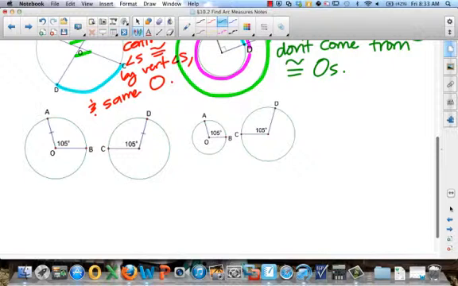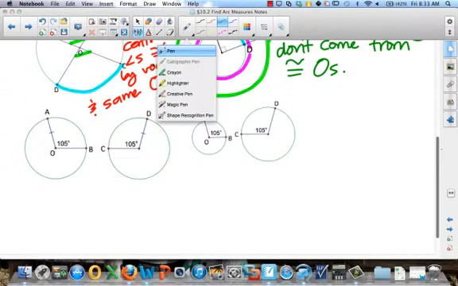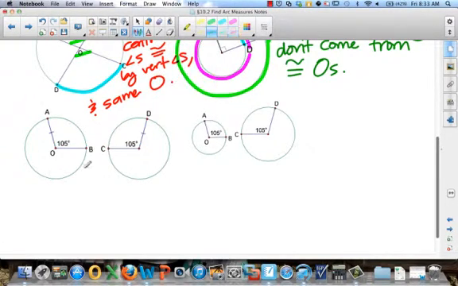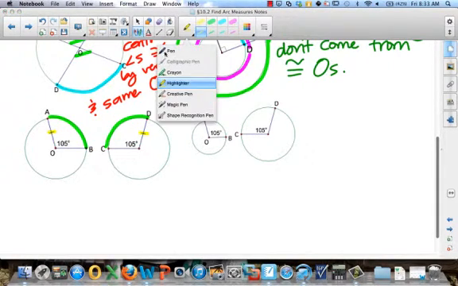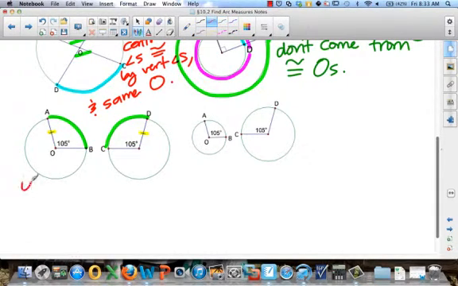All right. These last two. So first of all, do they have the same measure? Yes. They do have the same measure because their central angles are both 105. Do they come from congruent circles? Yes, because of the congruent radii. So for this one, the answer is yes. Congruent circles and equal arc measures.